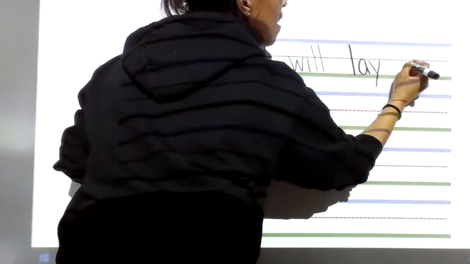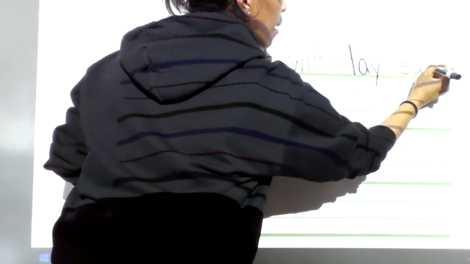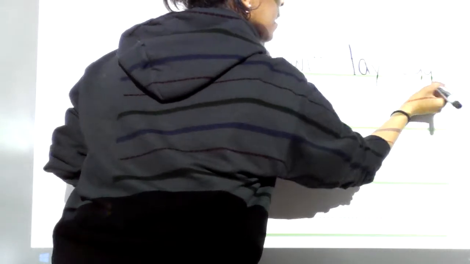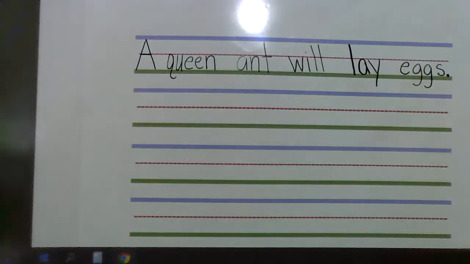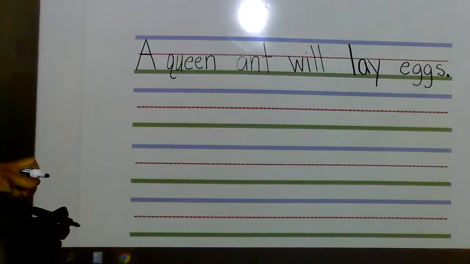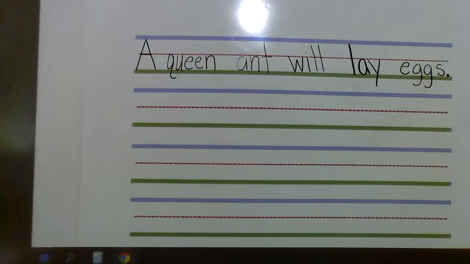I hear g. It's actually a double G, so I'm going to put both. Egg. And remember, that plural S means more than one. A queen ant will lay eggs. My first sentence is done. What else can I say? What happens with that egg? It will become a larva.